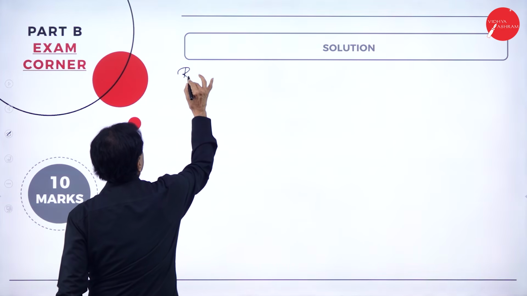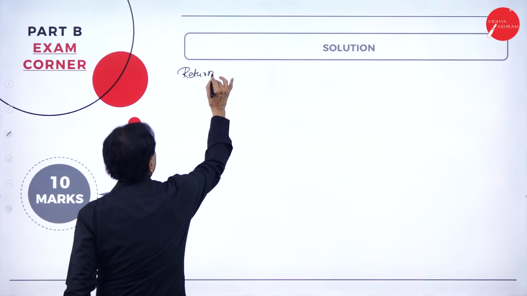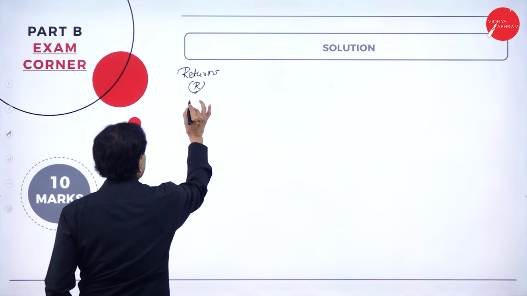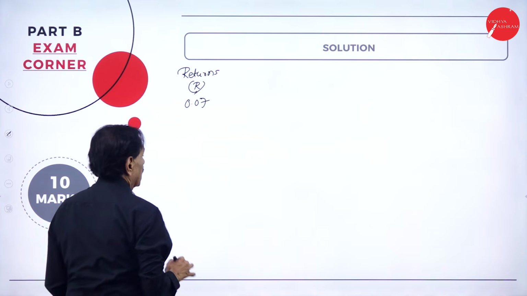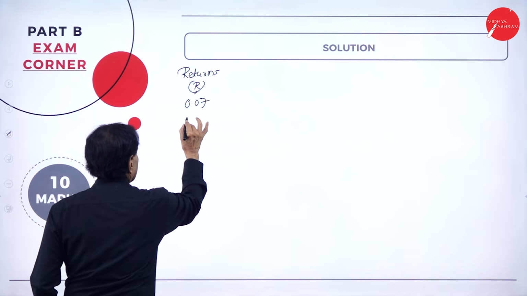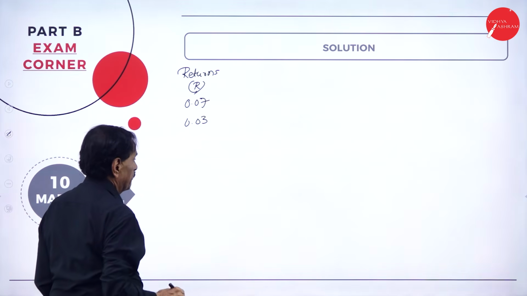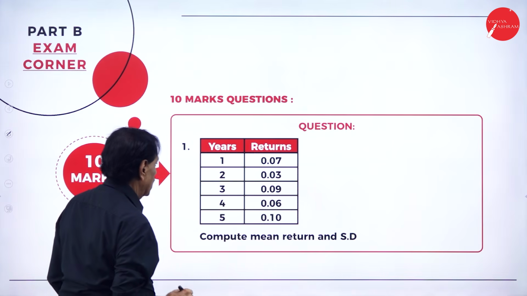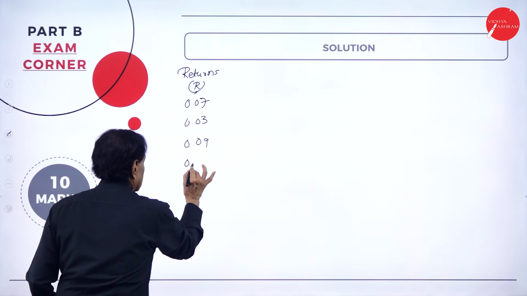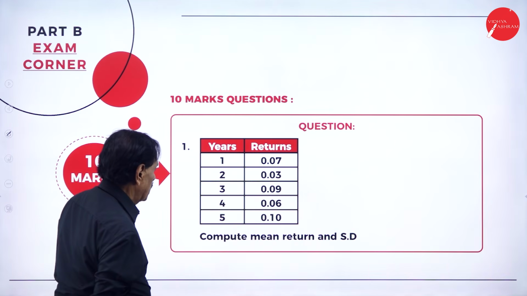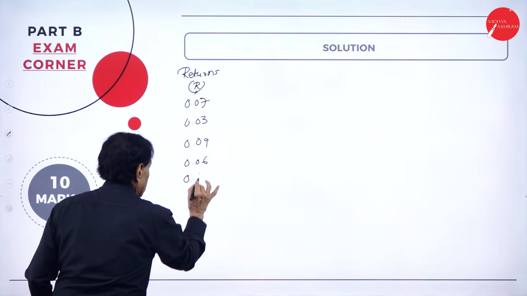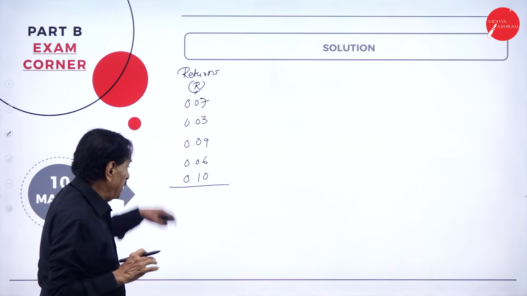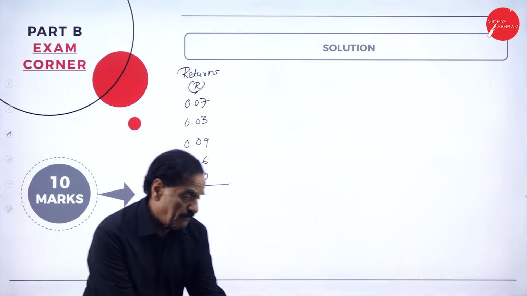Returns, called R. The returns are 0.07, 0.03, 0.09, 0.06, 0.10. So what is the first step to do? They have given 5 years. You add the figures. First step is to add the figures.